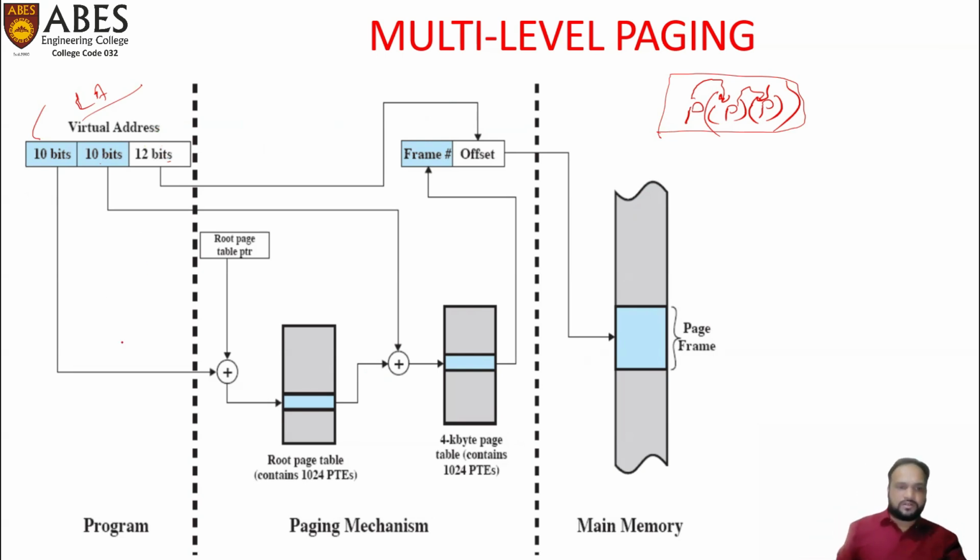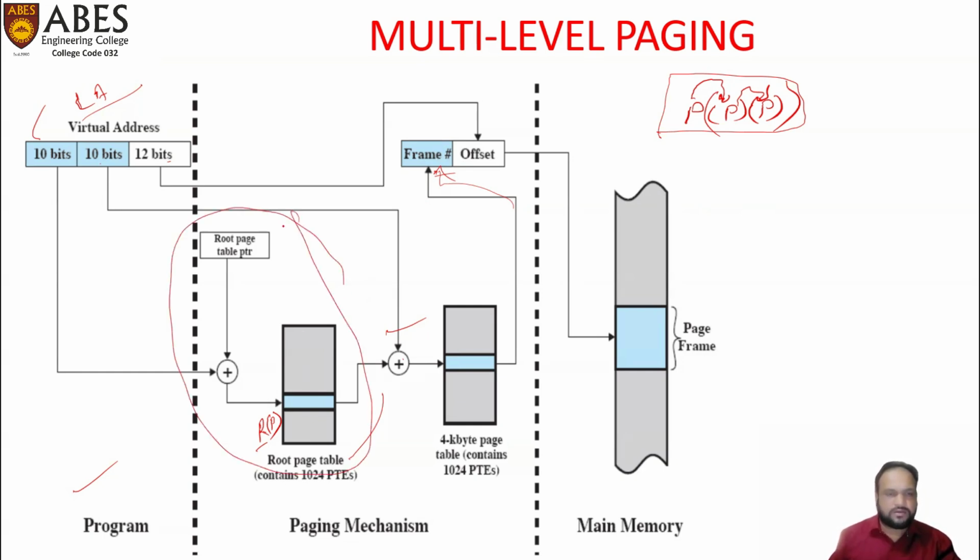So the virtual address is what the program has, and the initial address is going to be calculated at which the root page table pointer is. That root page table contains the page table entries, meaning how many pages are inside the root page table or master page. The next part of the logical address is going to be added to those entries. Later on, we calculate the page, considering the page table, which contains the page table entries, and that gives a frame, as we recently did in our example of single level paging.